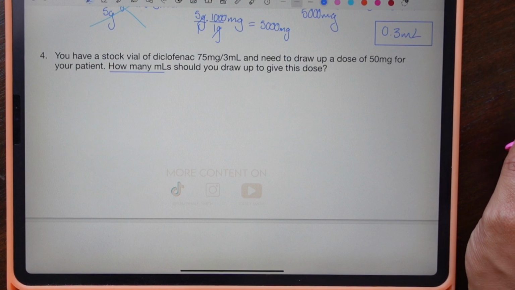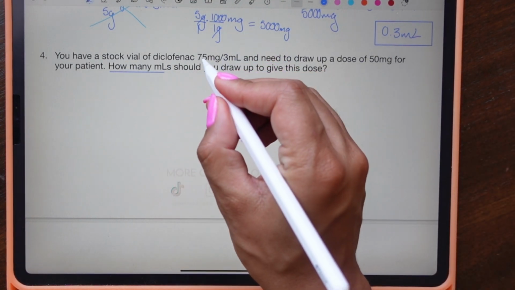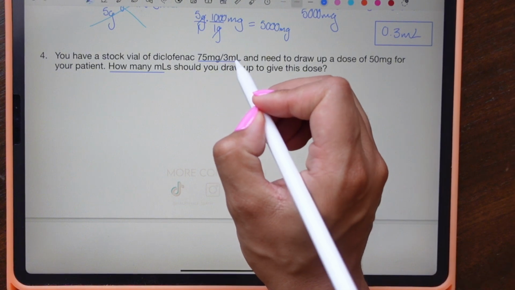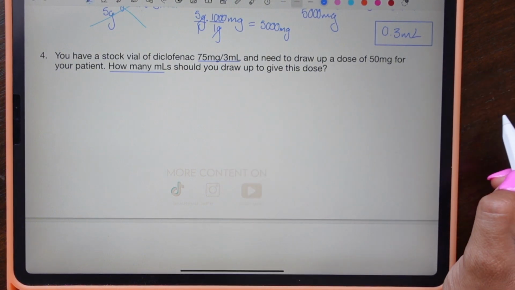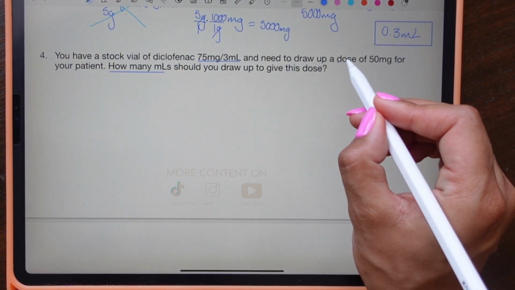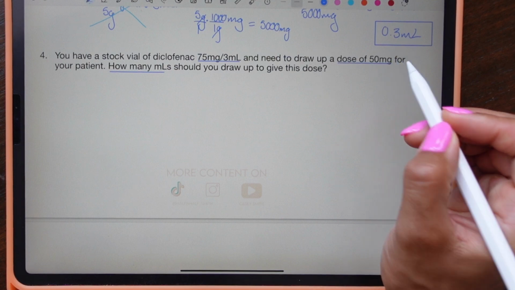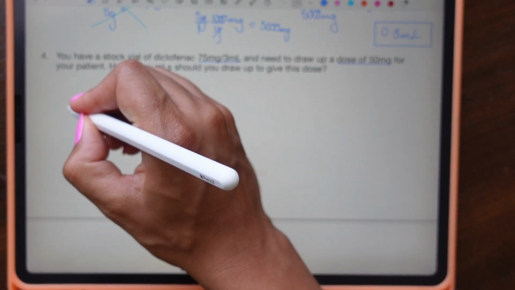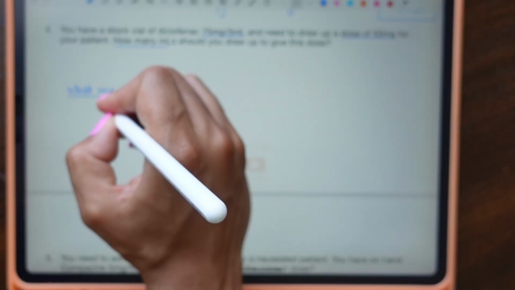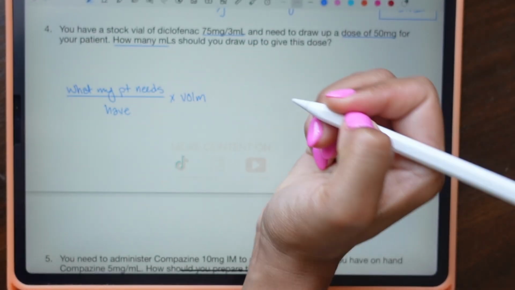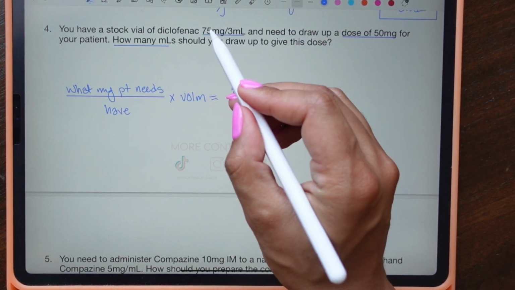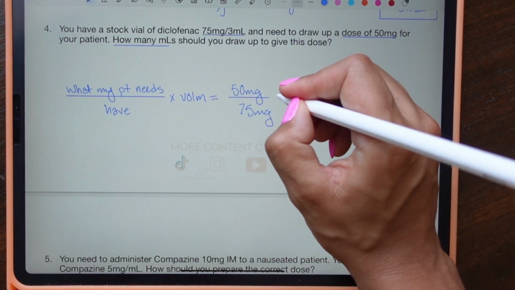It tells me that my stock vial is 75 milligrams per milliliter. So that is what I have, that is my volume. The last thing I need to know is what my patient needs, which is a dose of 50 milligrams. So remember, we're still following the same formula, what my patient needs divided by what we have times the volume. My patient needs a dose of 50 milligrams. What do I have? I have 75 milligrams in 3 mils.